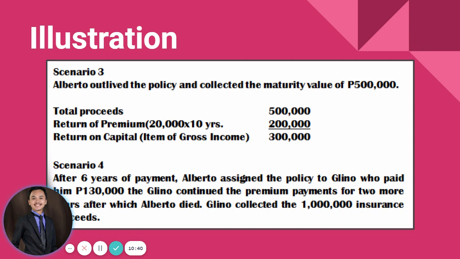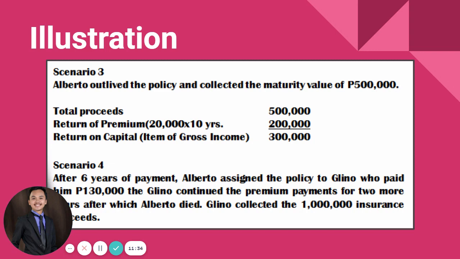Okay, kidding aside. We have here total proceeds of 500,000, and the 500,000 will not be totally exempted, will not be totally taxable, but partly exempted, partly taxable. Okay, the total return of premium, which is the total amount of payment made by Alberto for the entire 10 years, will be tax exempted because it will be considered as a return of premium, therefore does not constitute any income. But the difference of the total proceeds and your return of premiums na 300,000, this one will be considered as a return on capital and therefore will be considered as item of gross income. Okay, so that 300,000 will be considered as a part of your total gross income and therefore subject to tax.